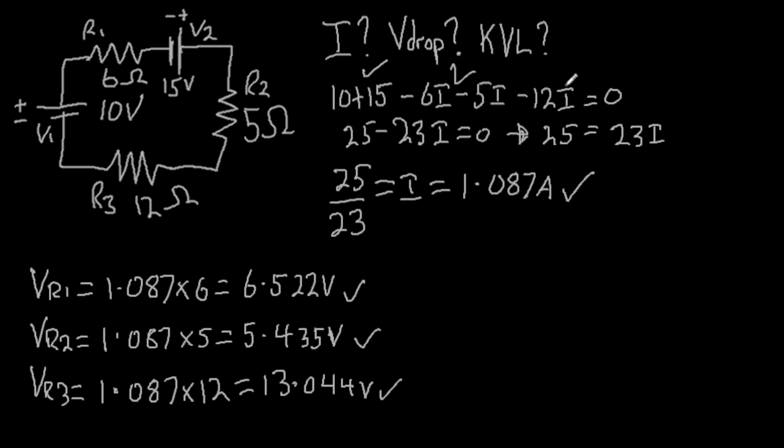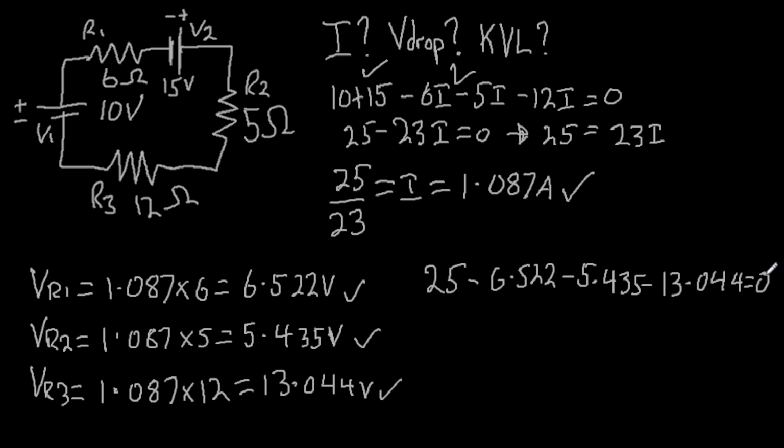Now, to finish this up, let's get the KVL expression. So just plug in the numbers really, because those are the voltage drops here and there. So 25 minus 6.522 minus 5.435 minus 13.044 equals 0. And that is your KVL expression for this circuit, and that's the problem solved.